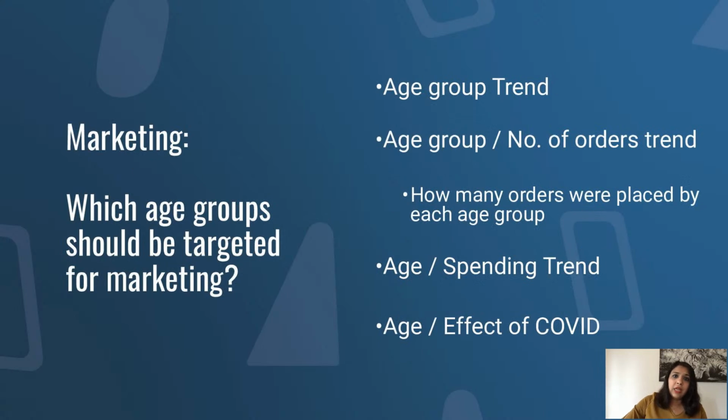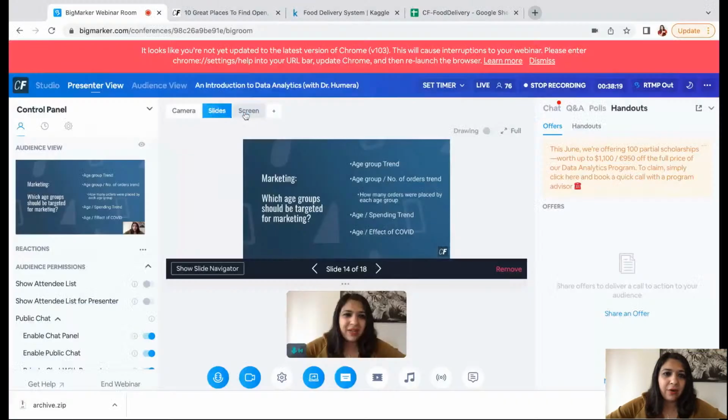So let's take the example of marketing people, and let's say they want to know which age group should be targeted. That's our bigger question: which age group should be targeted? For that, we want to see the trend in age group. We want to see age groups and, let's say, the number of orders trend and so on and so forth. So let's just do this right now.